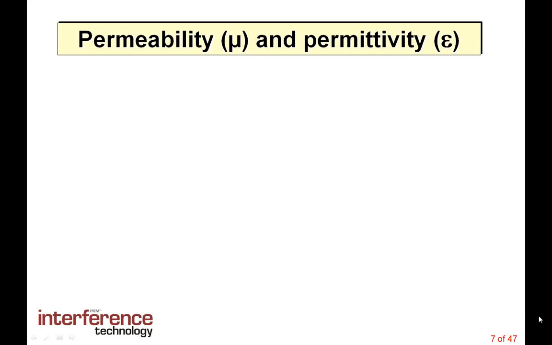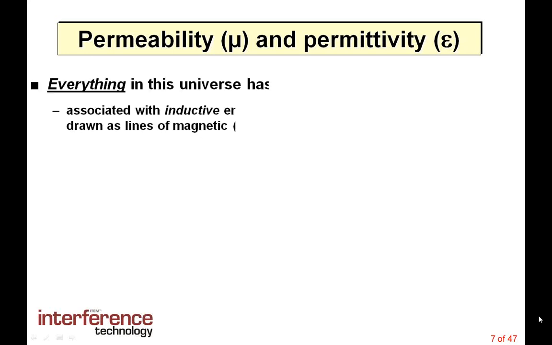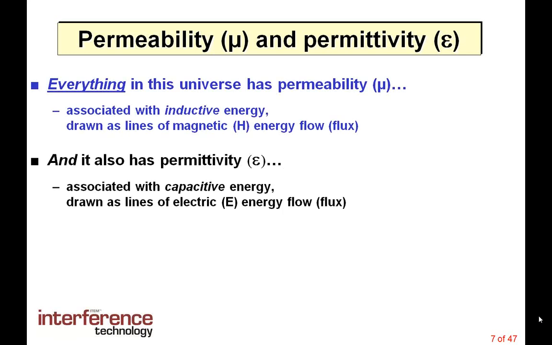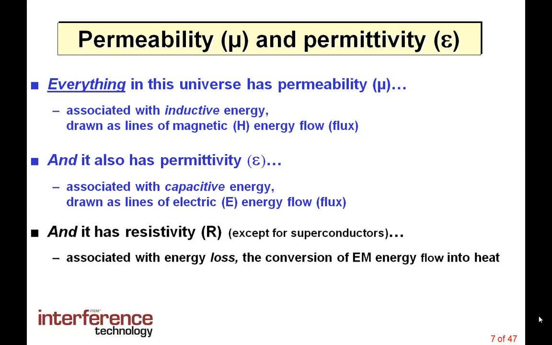To understand impedance, we need to understand, or at least know about, permeability, which we call mu, and permittivity, which we call epsilon, or E if you like. Now everything in the universe has permeability. And this is associated with inductive energy, which we draw as lines of magnetic energy. We use the symbol H for magnetic flux. And everything also has permittivity, epsilon, which is associated with capacitive energy, which we draw as lines of electric energy flow, or E, flux. And everything has resistivity, except for superconductors, of course, which have no resistance.